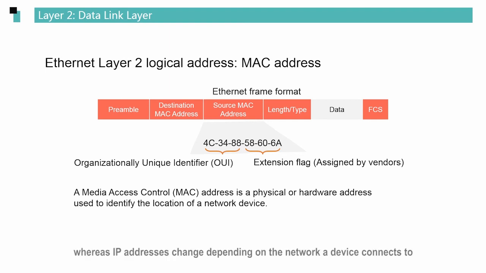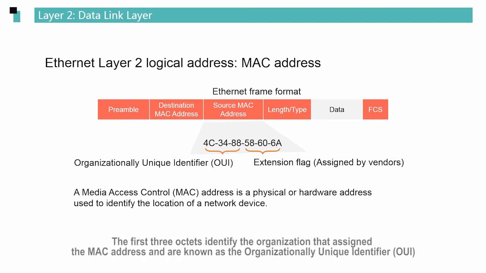Also, whereas IP addresses change depending on the network a device connects to, a device's MAC address will remain the same. Therefore, an IP address is quite like a location address, whereas a MAC address behaves more like a name on a birth certificate. IP addresses are typically represented as 4 groups in dotted decimal notation, whereas MAC addresses are made up of 48 bits in hexadecimal notation.